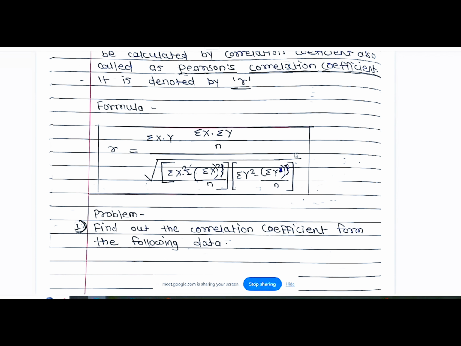The whole term is divided by under root, first bracket, summation of x square.